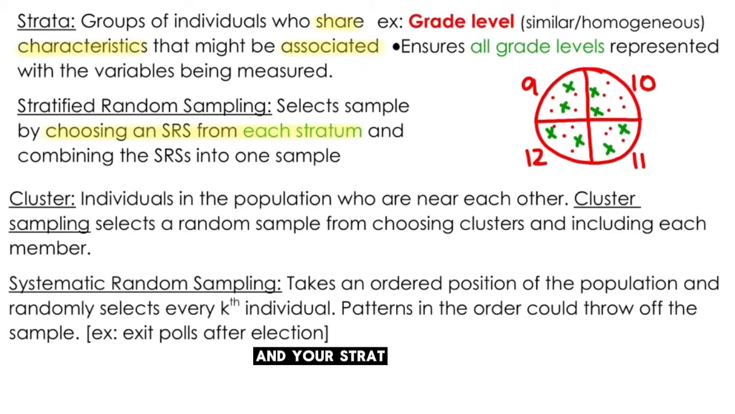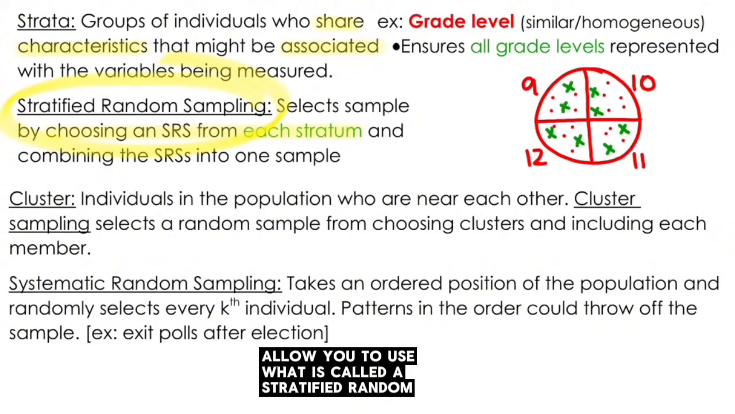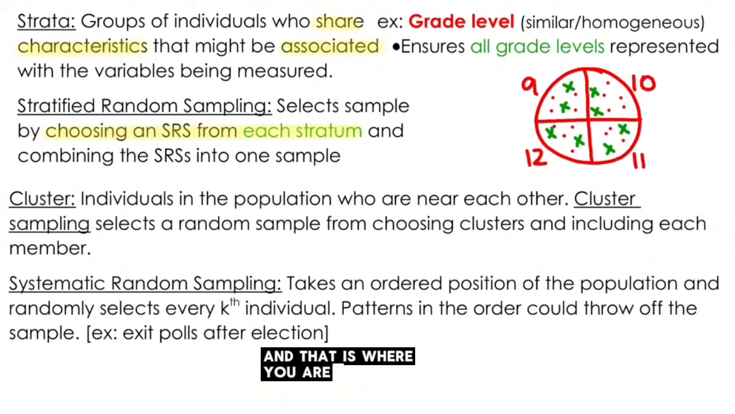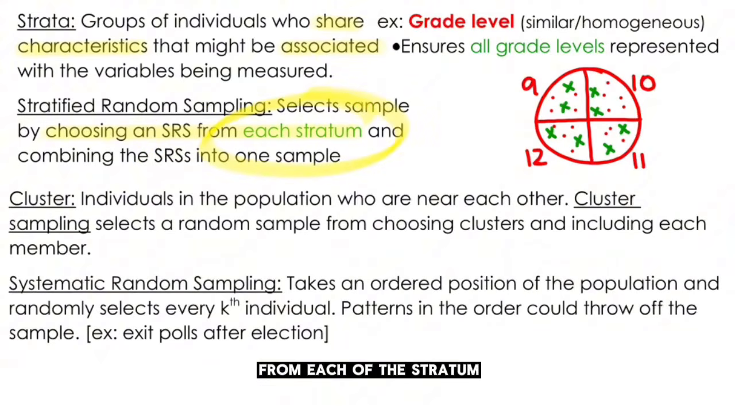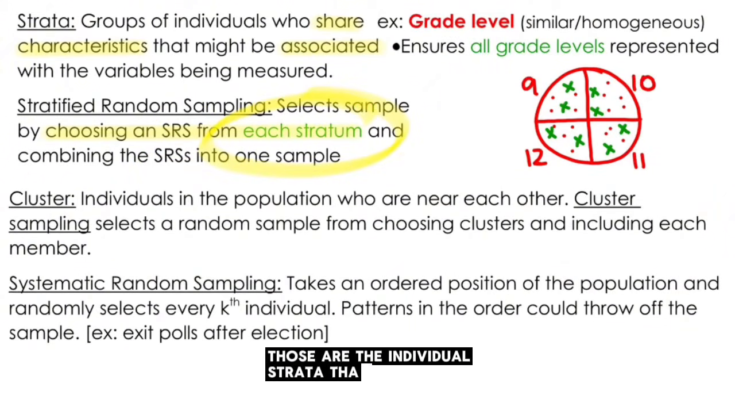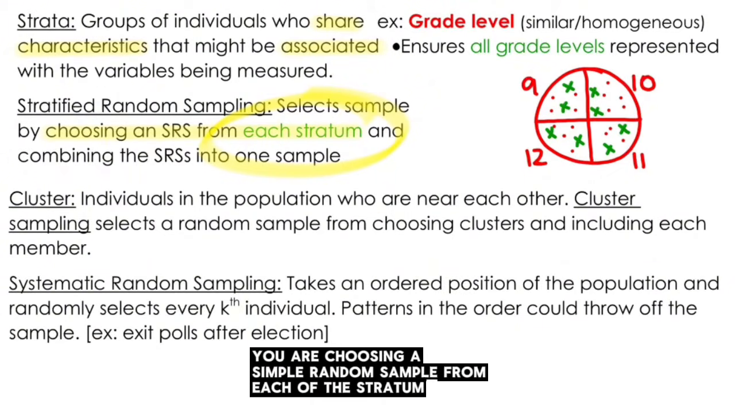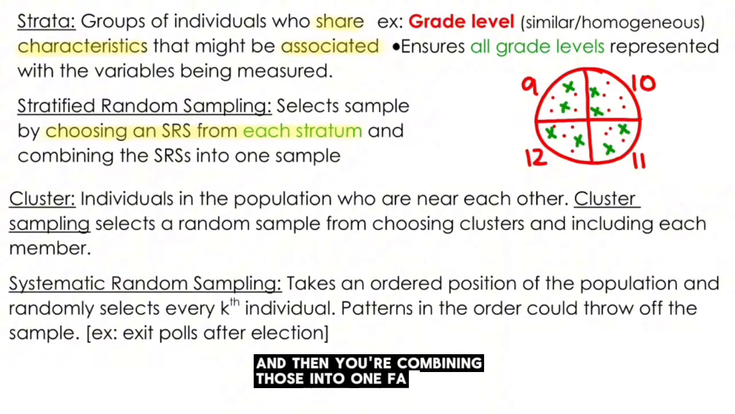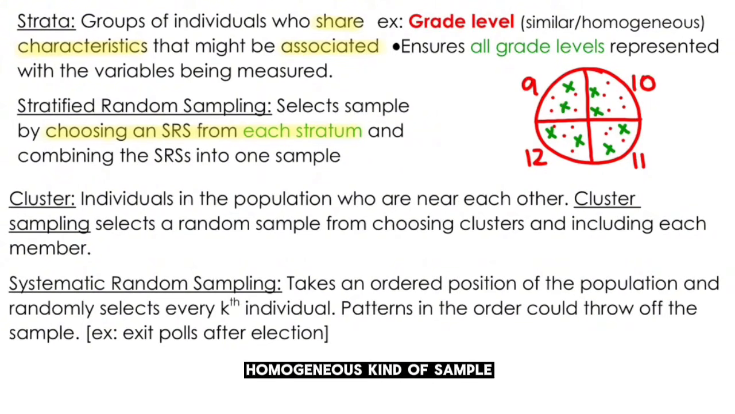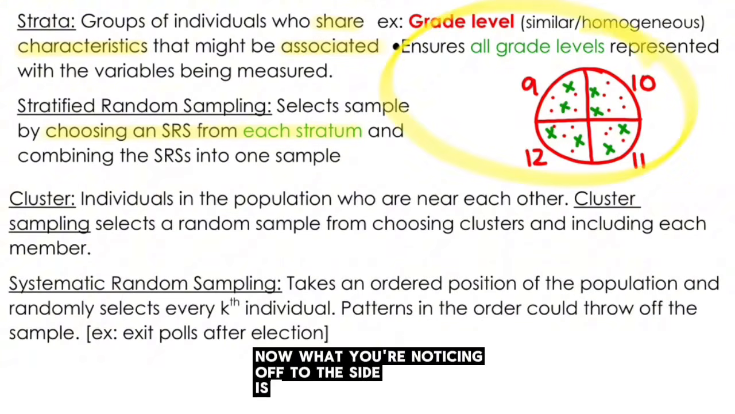And your strata, the groups of individuals that you're going to take, allow you to use what is called a stratified random sample. And that is where you are choosing a simple random sample from each of the stratum. Those are the individual strata that are part of your selection. You are choosing a simple random sample from each of the stratum, and then you're combining those into one fair, homogeneous kind of sample.